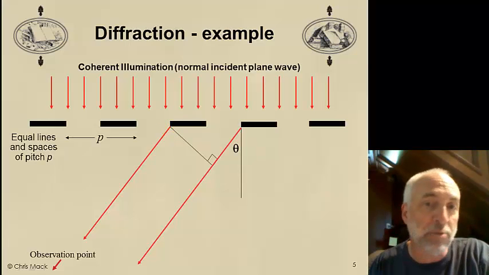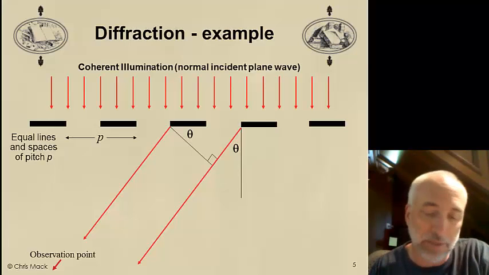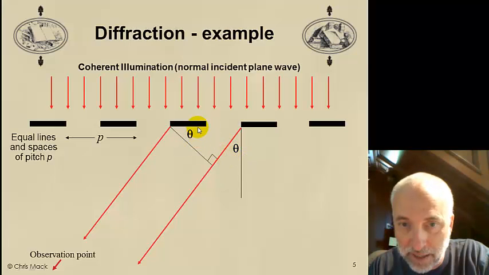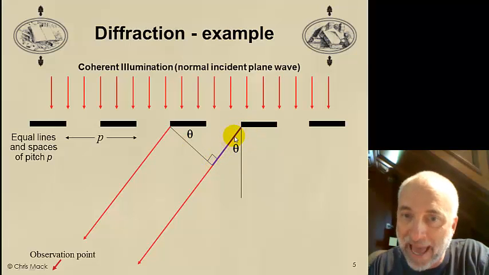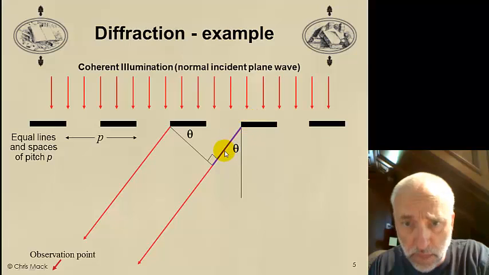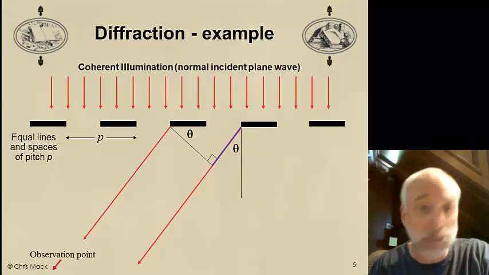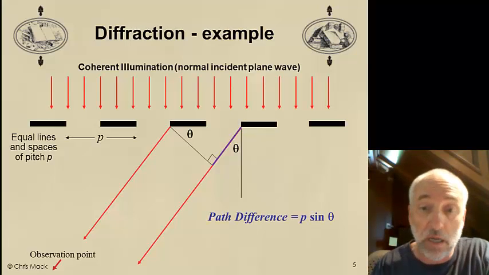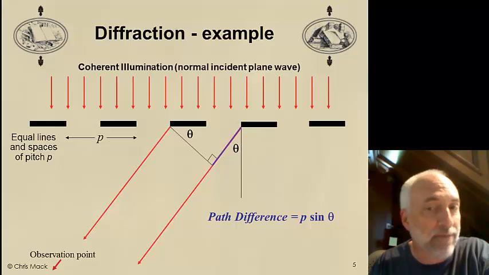Well, let's look at the geometry. First of all, a little bit of thinking will show that this angle theta here is equal to the angle theta here. And therefore, what I want to know is, what is this path difference? The extra path length that one ray travels that the other doesn't. Well, now it's just a simple matter of trigonometry, the definition of a sine. The path difference is nothing more than the pitch, which is the hypotenuse of this triangle, times the sine of that angle.